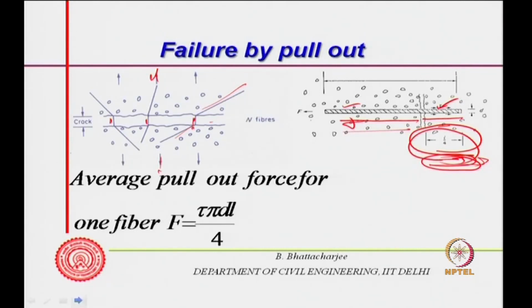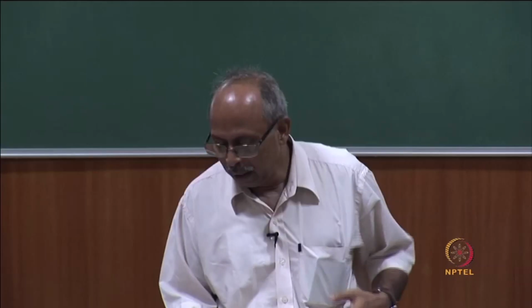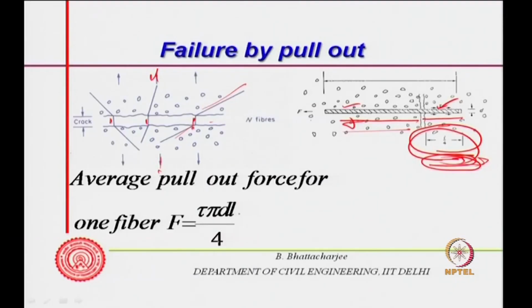I can assume the average pull out length is L by 4, and therefore, for one fiber, tau pi d is the parameter into L by 4. That is the pull out force required to pull out one fiber: tau pi d L by 4 is required.